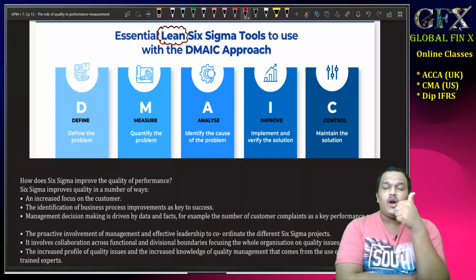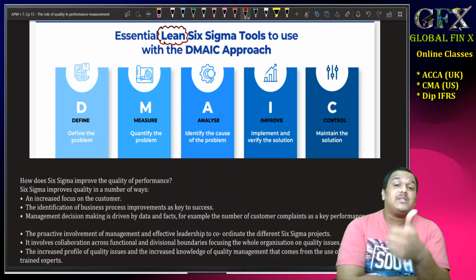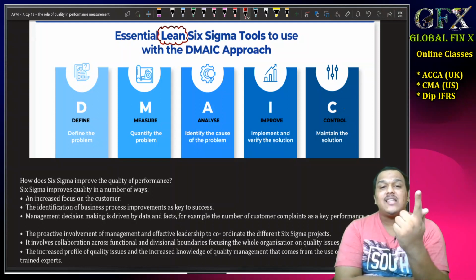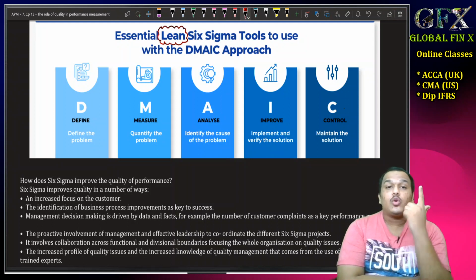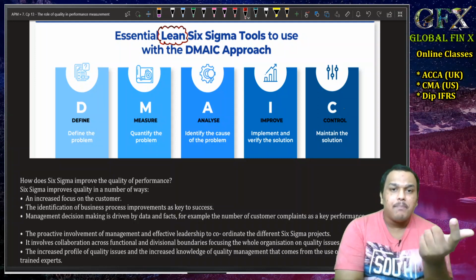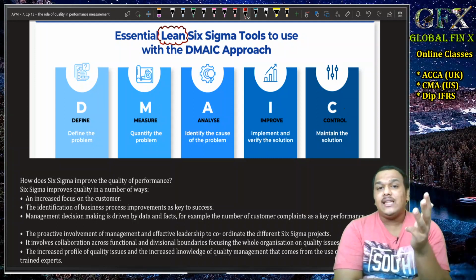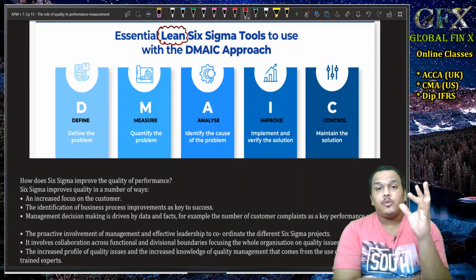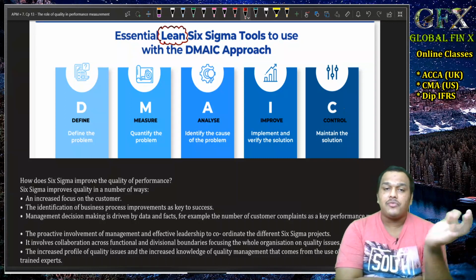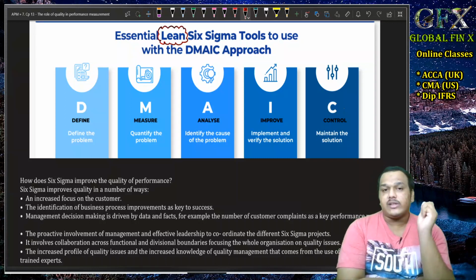First of all, step 1, define the existing problem. What are the mistakes that are happening in the existing system? Define the problem. Measure means what is the impact of that problem. Then analyze that, what is the reason for that problem. And then improve it and control it. Improve means apply a solution and reduce the chances of defect. And then control that. Make sure that the new system is implemented successfully.